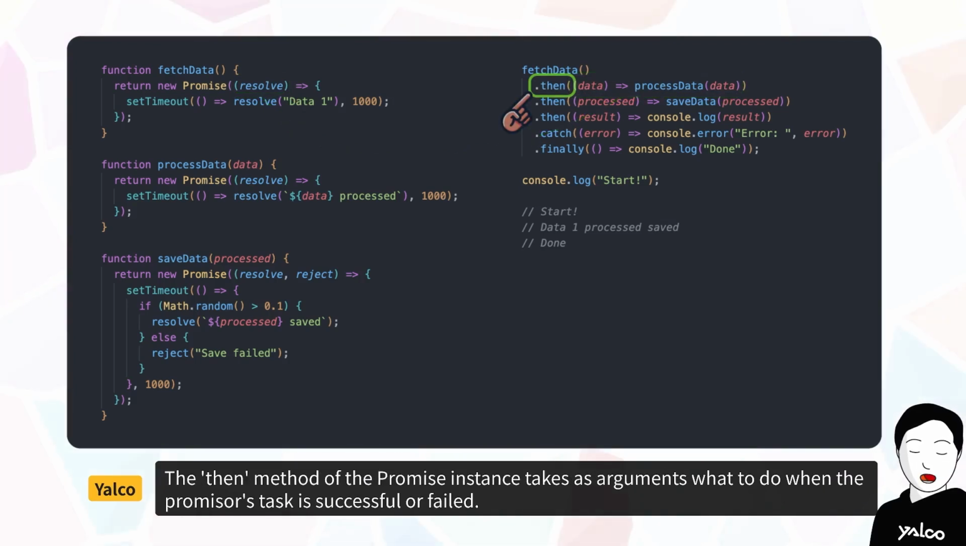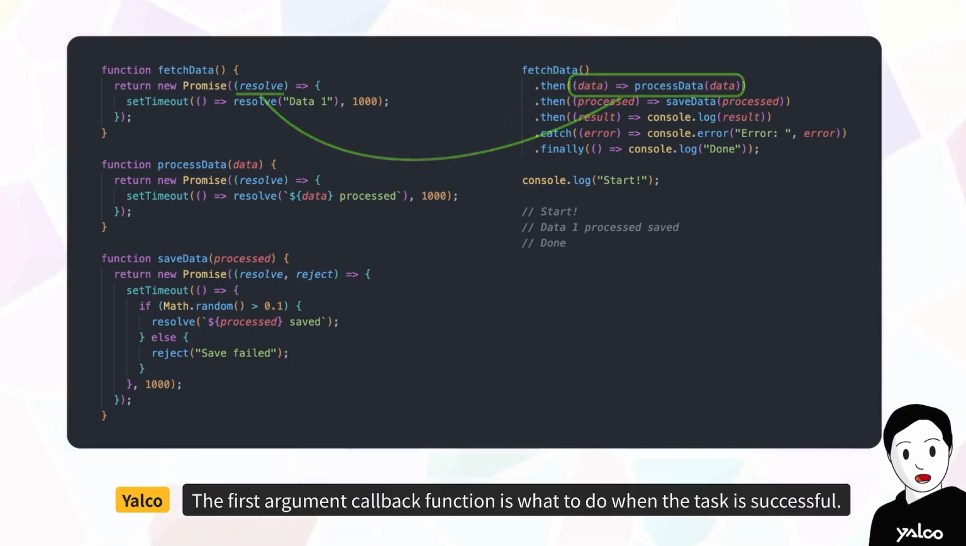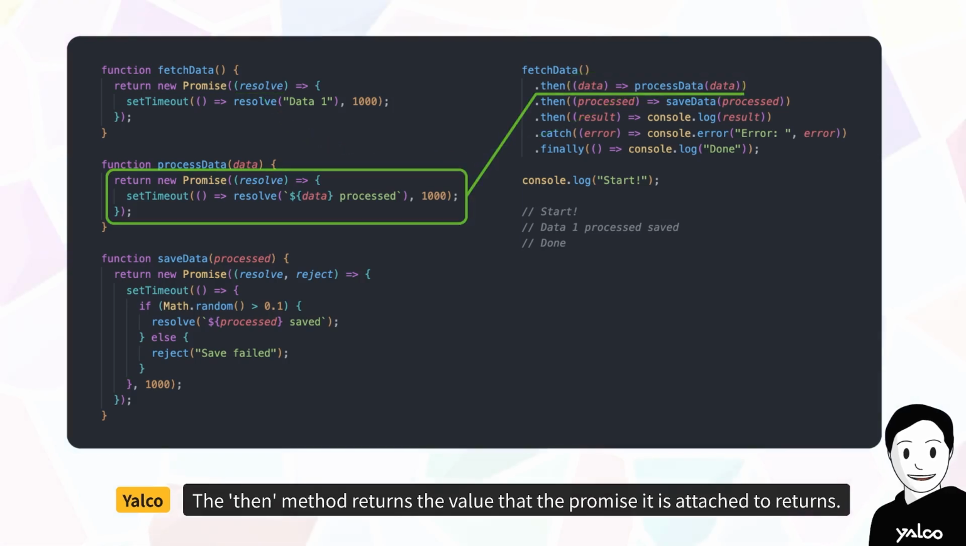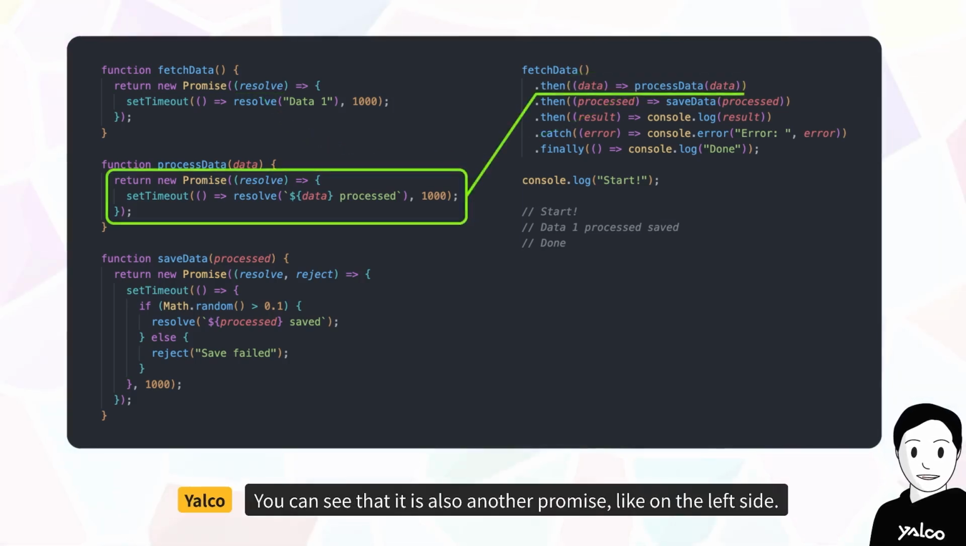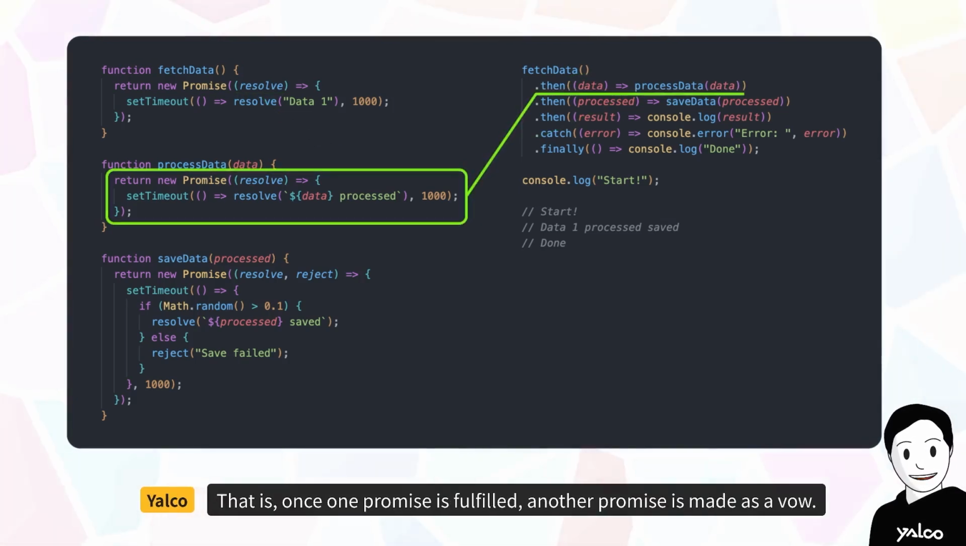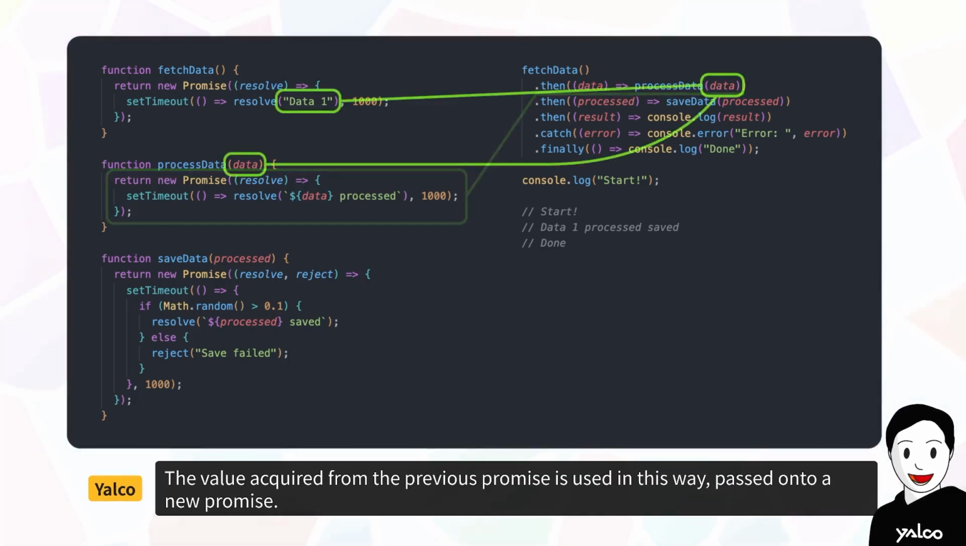The then method of the promise instance takes as arguments what to do when the promise's task is successful or failed. The first argument callback function is what to do when the task is successful. The then method returns the value that the promise it is attached to returns. You can see that it is also another promise, like on the left side. That is, once one promise is fulfilled, another promise is made as a vow. The value acquired from the previous promise is used in this way, passed onto a new promise.